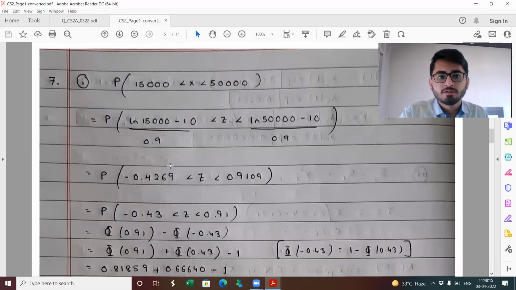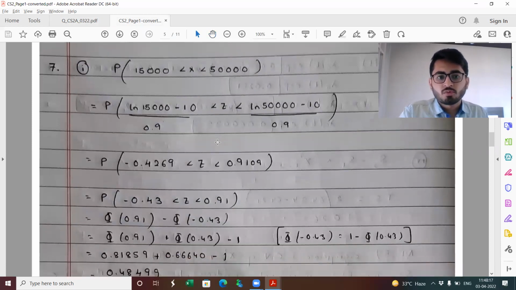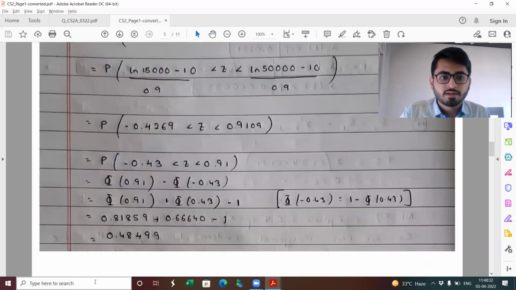Question 7, this is part 1, and I've rounded off to 2 decimal places just so that it eases my calculation. In examination, depending how much time I might have, I would generally use till 4 decimal places and interpolate it. You need to be conscious of your time. So I'm getting the answer to be 0.48499, part 1.